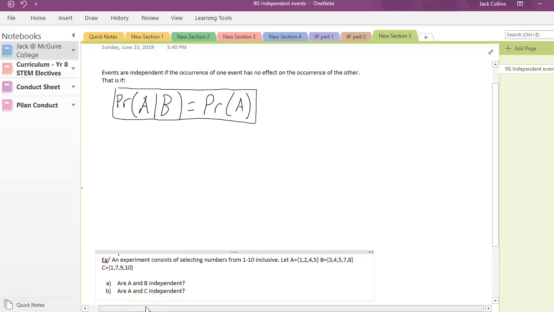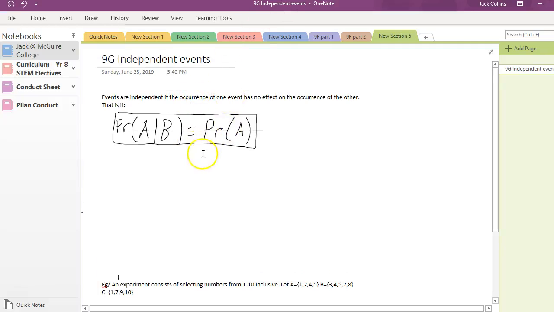Hi guys, so the last topic we're going to cover is looking at exercise 9G, independent events. The definition for independent events is: events are independent if the occurrence of one event has absolutely no effect on the occurrence of the other. So the probability of selecting one is not impacted by the fact that you've selected another. Another way to write this is the probability of A given B has occurred is just equal to the probability of A, if there's no conditional probability there.